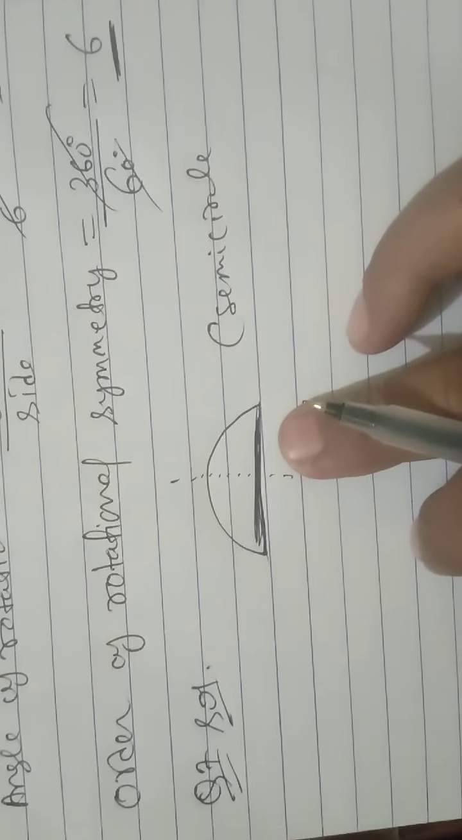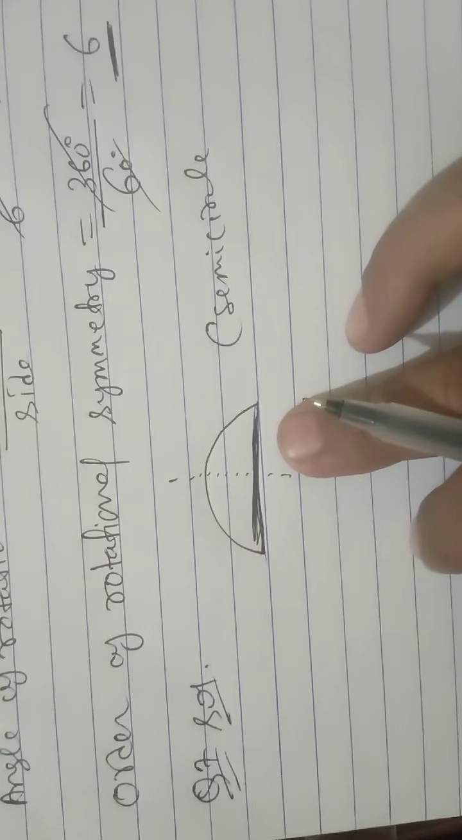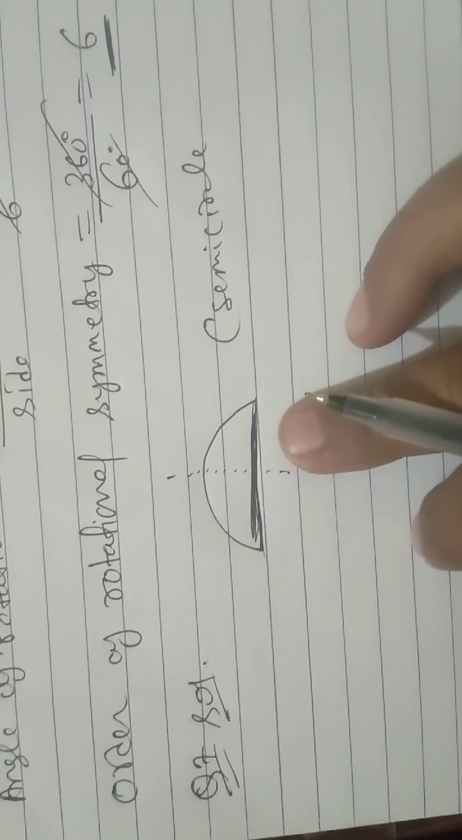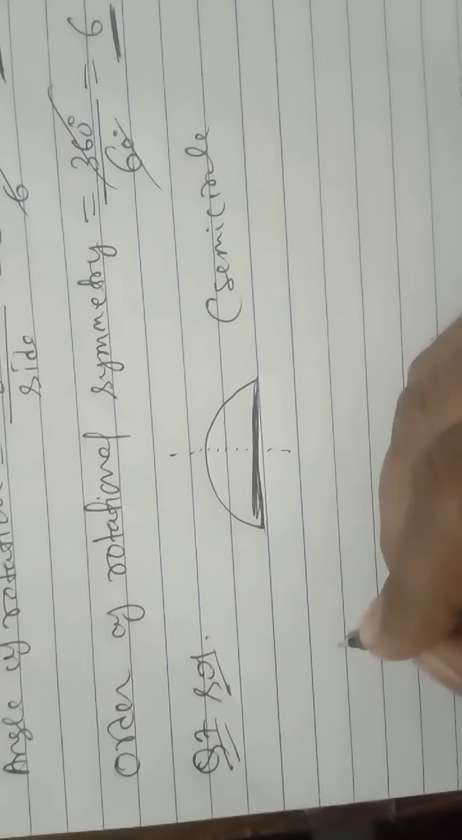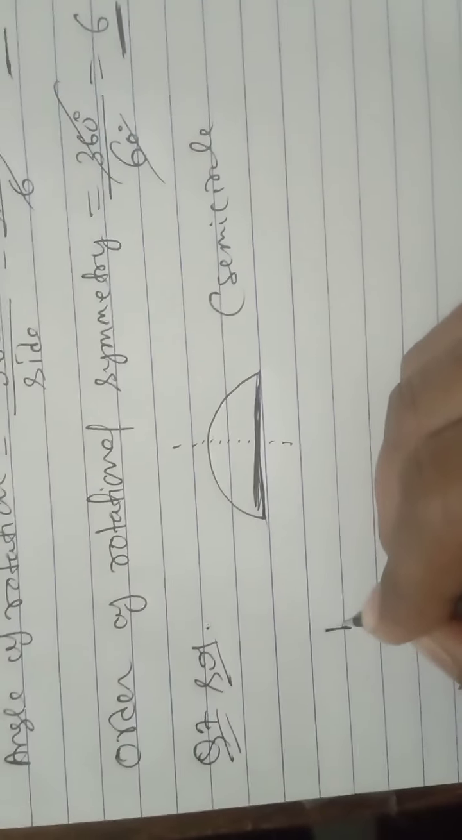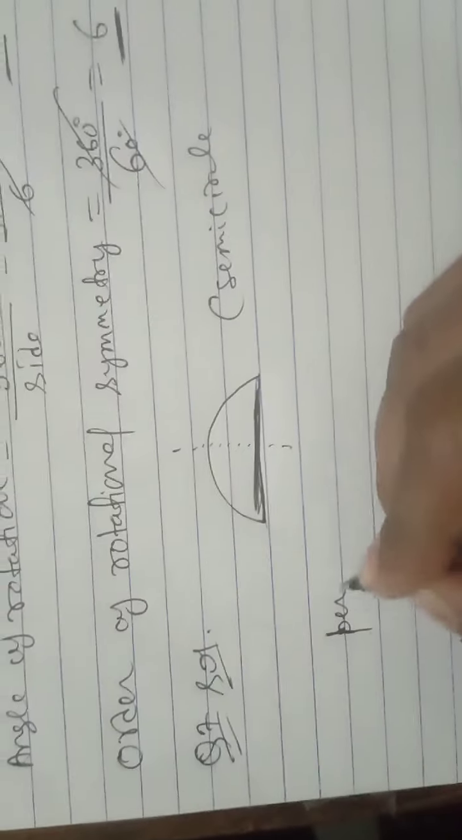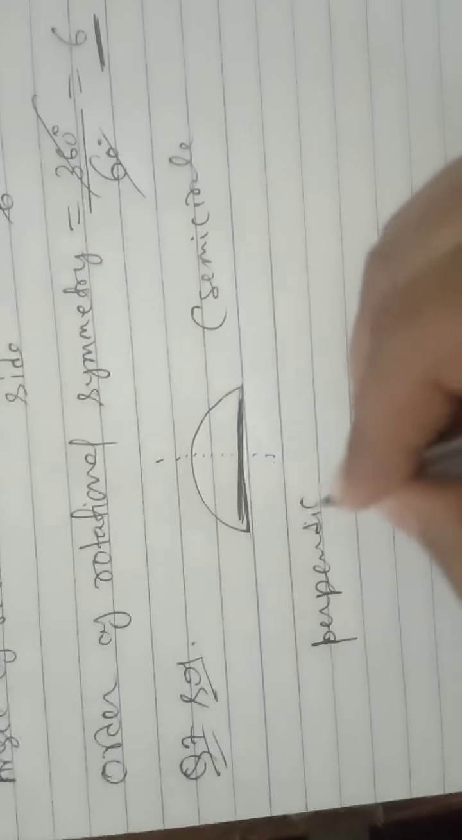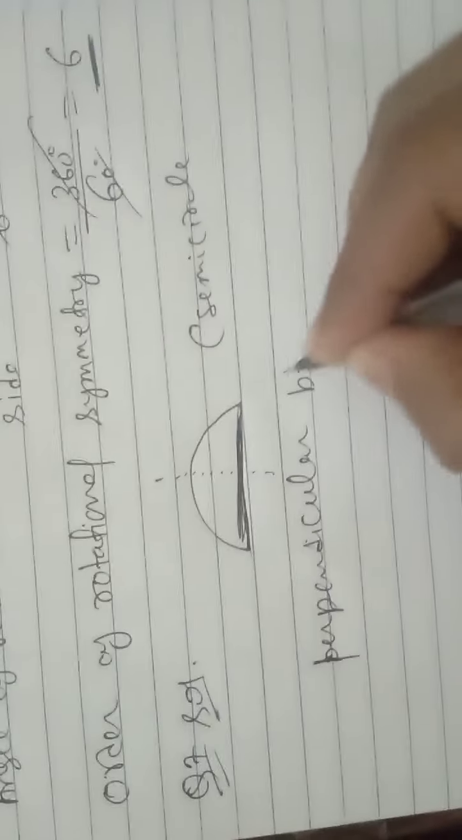So what is the line of symmetry of a semicircle? This dotted line is also called the perpendicular bisector.